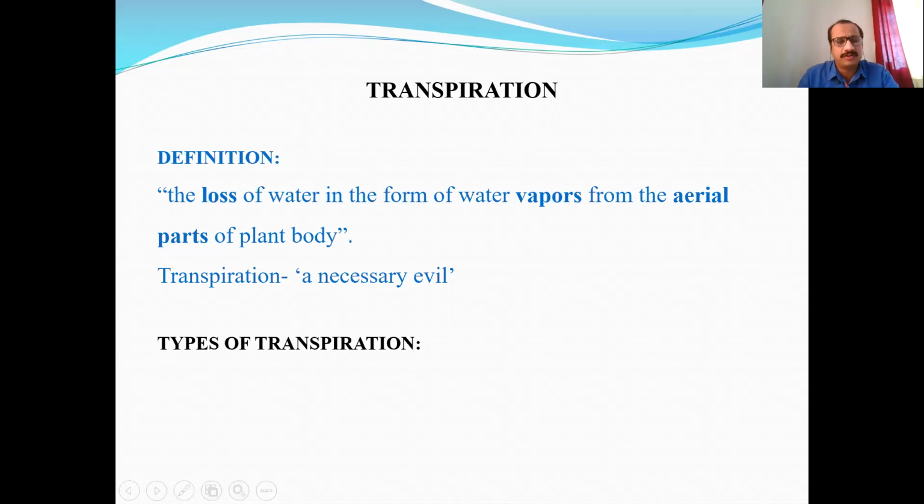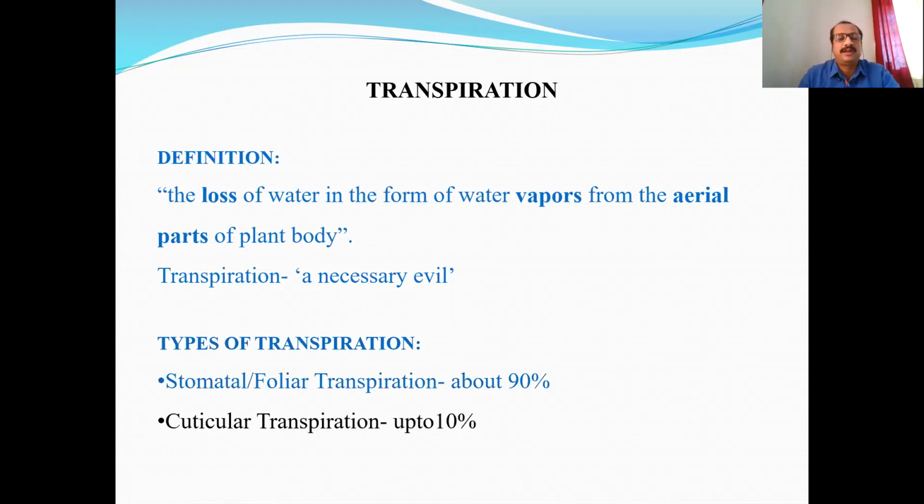But some other parts are also involved through which transpiration takes place, and on the basis of which part of the plant body is involved in the process of transpiration, there are different types of transpiration, like stomatal transpiration or foliar transpiration, which consists of about 80 to 90% of the total transpiration occurring through this mechanism, whereas in cuticular transpiration, just 10 to 20% of water is lost through the cuticle, and lenticular transpiration accounts for just 0.1%. So it is a negligible type of transpiration.